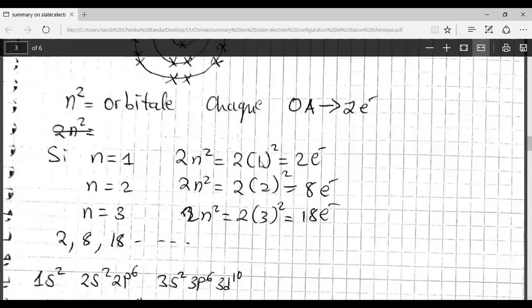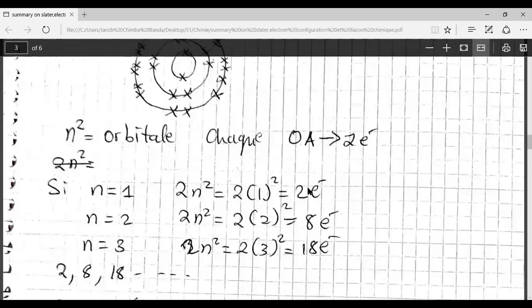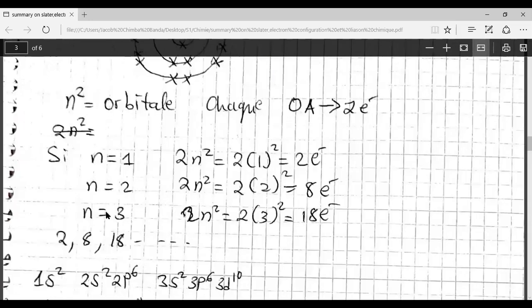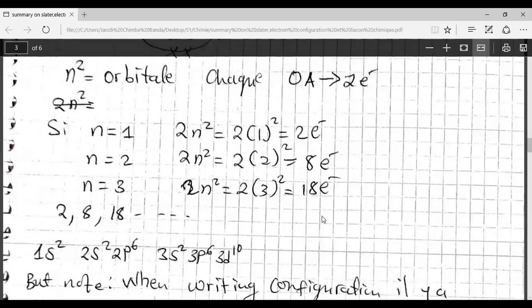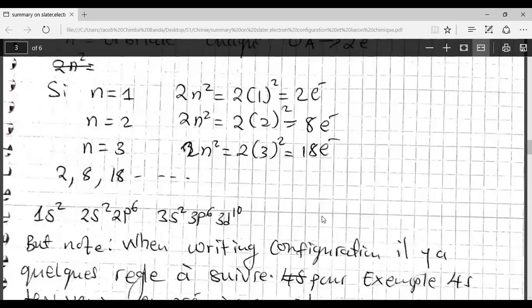So this one, under principle of stability, is just showing that N1 must have 2 electrons for it to be stable. N2, if you calculate, must have 8 electrons. N3, if you calculate, must have 18 electrons. That's the thing which I talked about. Here you can just represent it.